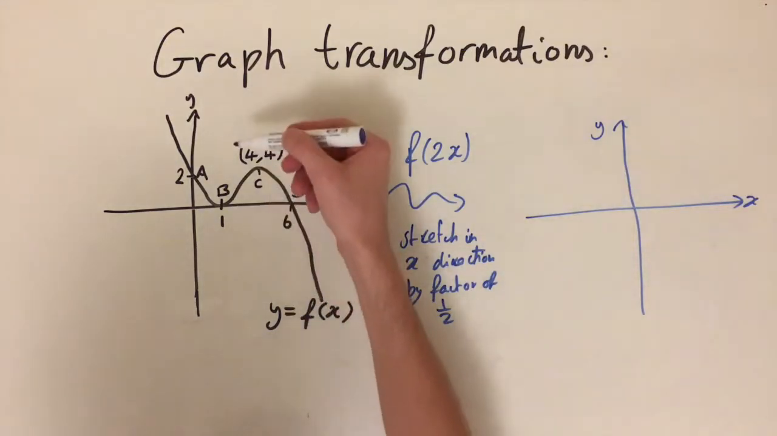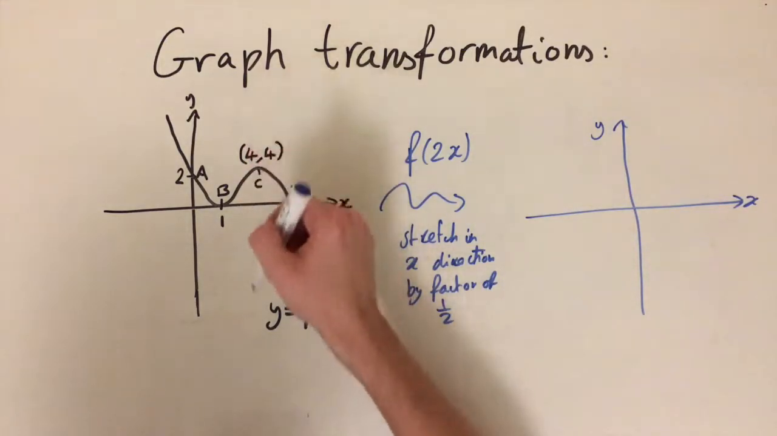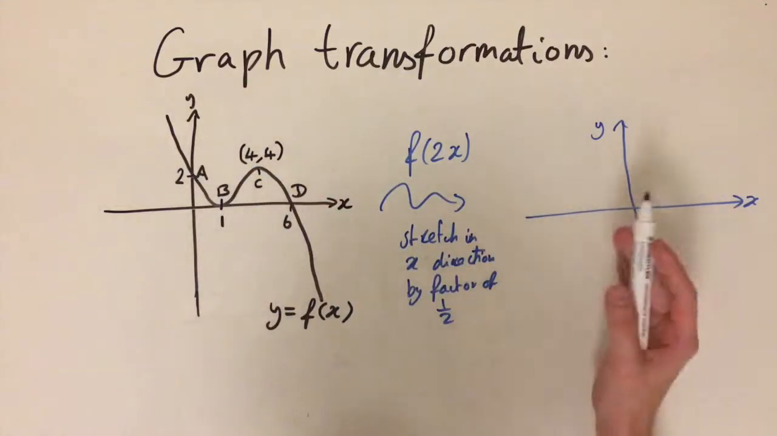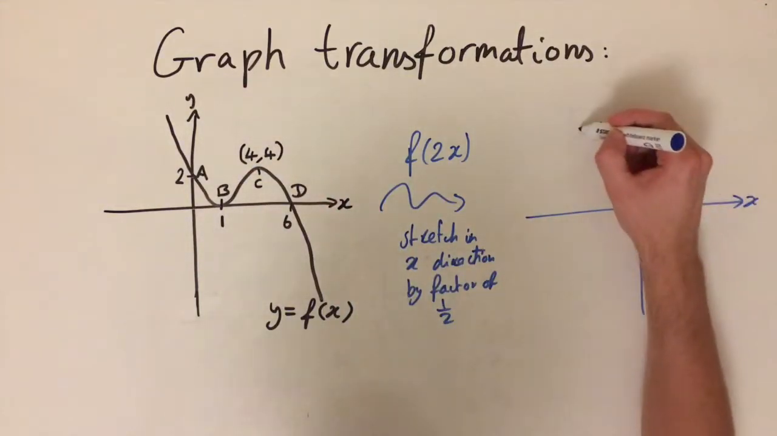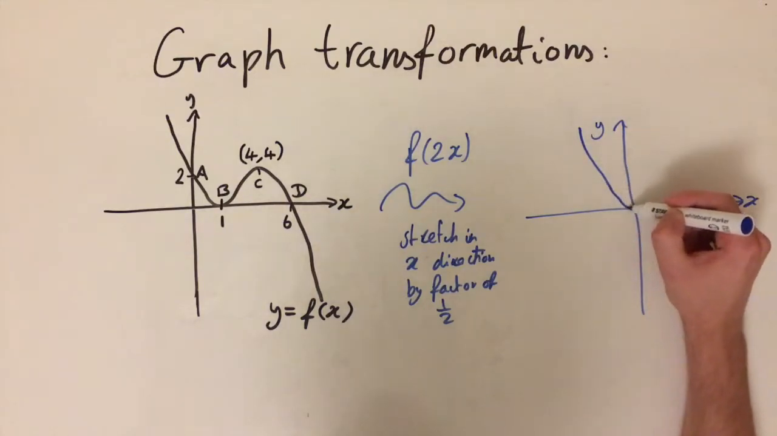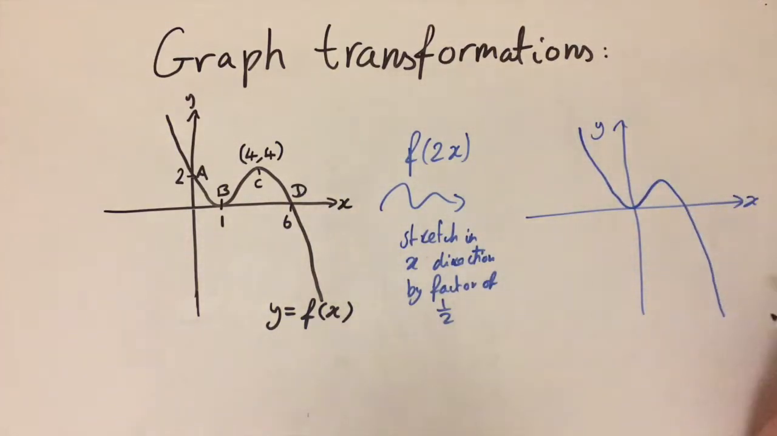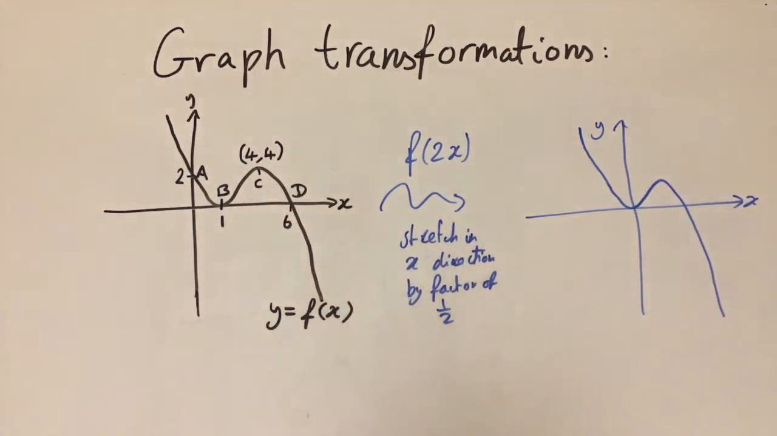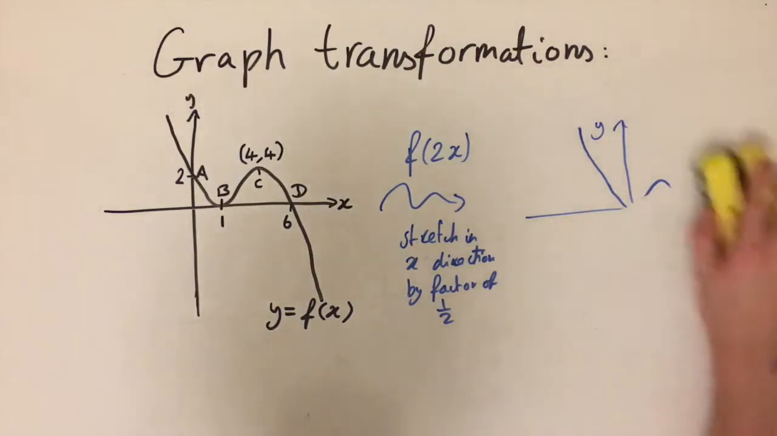So all the information vertically doesn't change. It's just that the x-coordinates get squished towards the y-axis. So the shape is going to be exactly the same, just slightly closer to the y-axis. And then we need to work out what... Oh, I haven't drawn this very well. Let me redraw that, sorry.